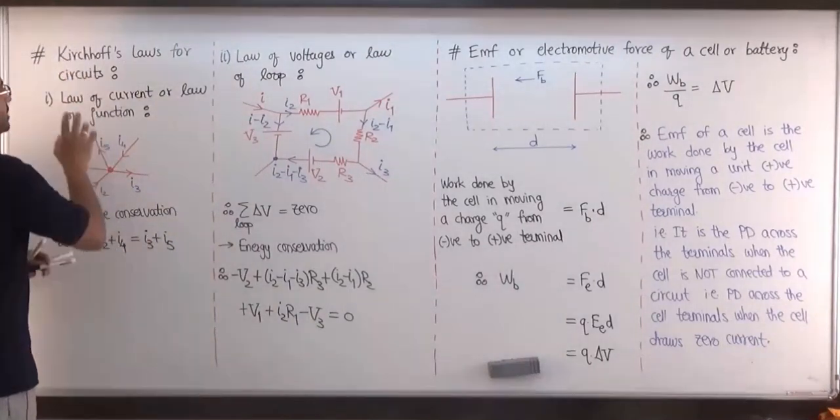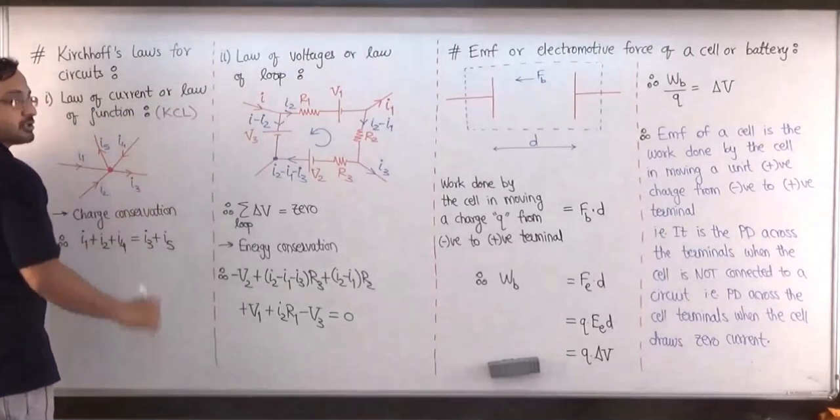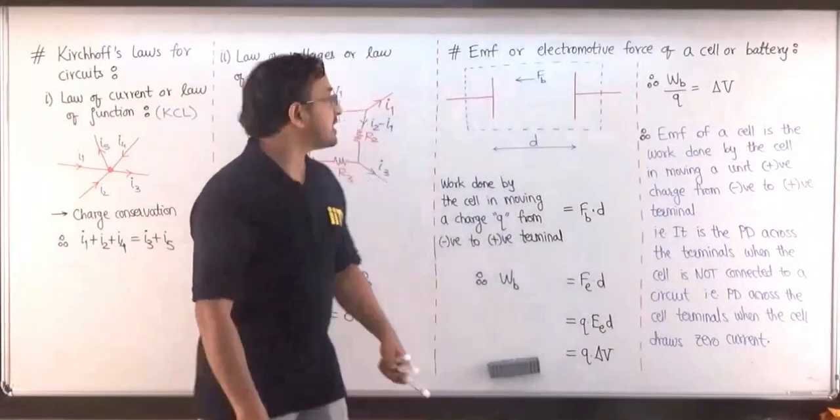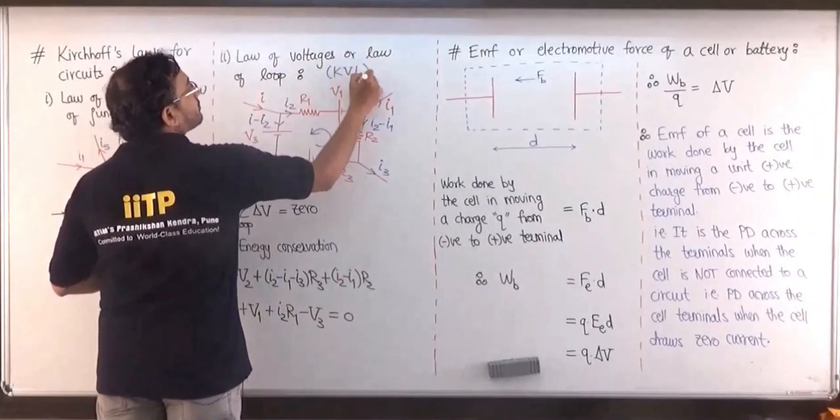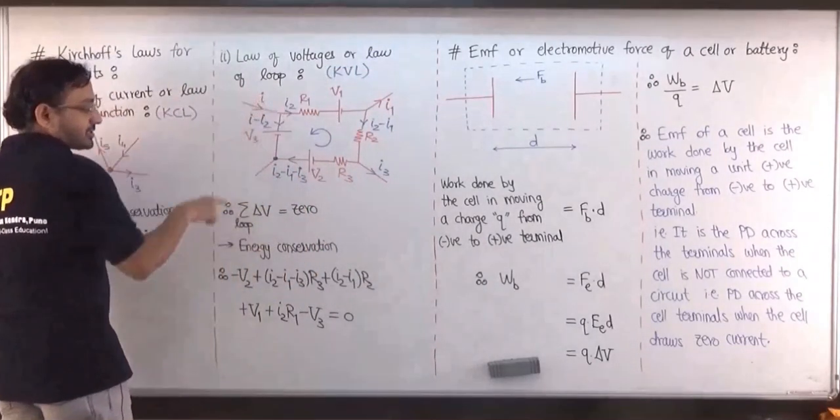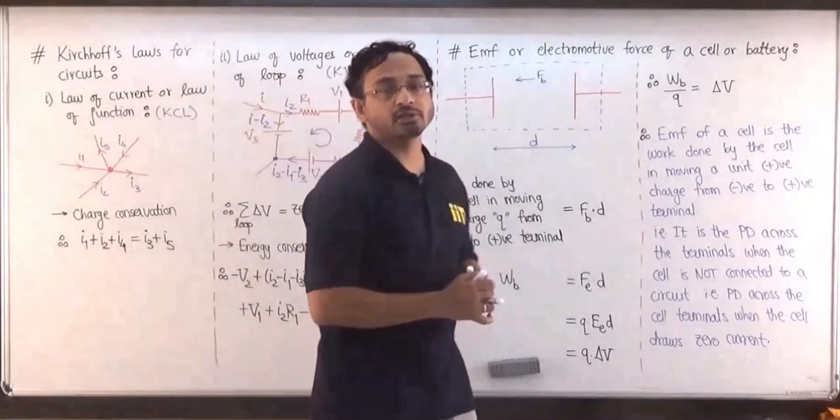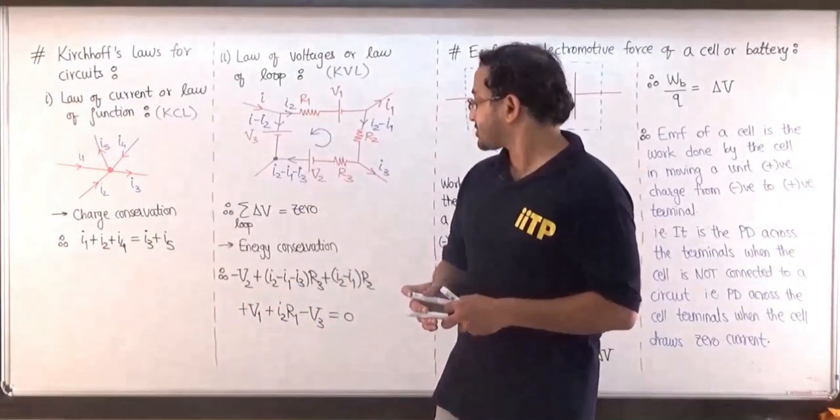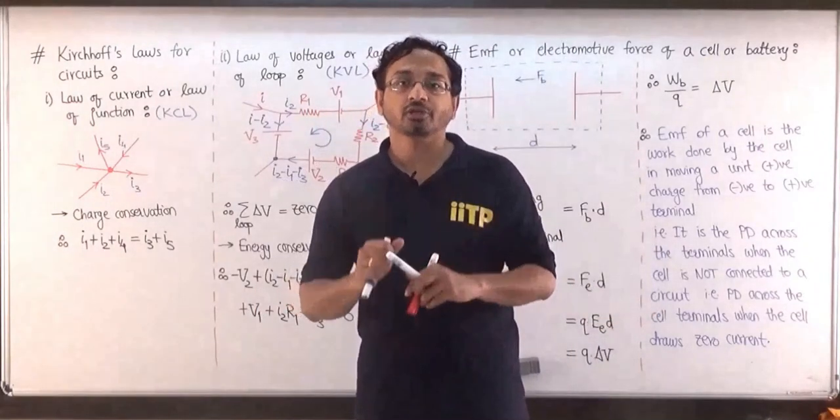Just to summarize, Kirchhoff's current law, also known as KCL, is a statement of conservation of charge, whereas Kirchhoff's voltage law, in short known as KVL, is a statement of energy conservation. Combining these two, we are able to analyze all kinds of circuits that we may encounter. Just remember though that sign convention is very, very important, and it has to be strictly followed.